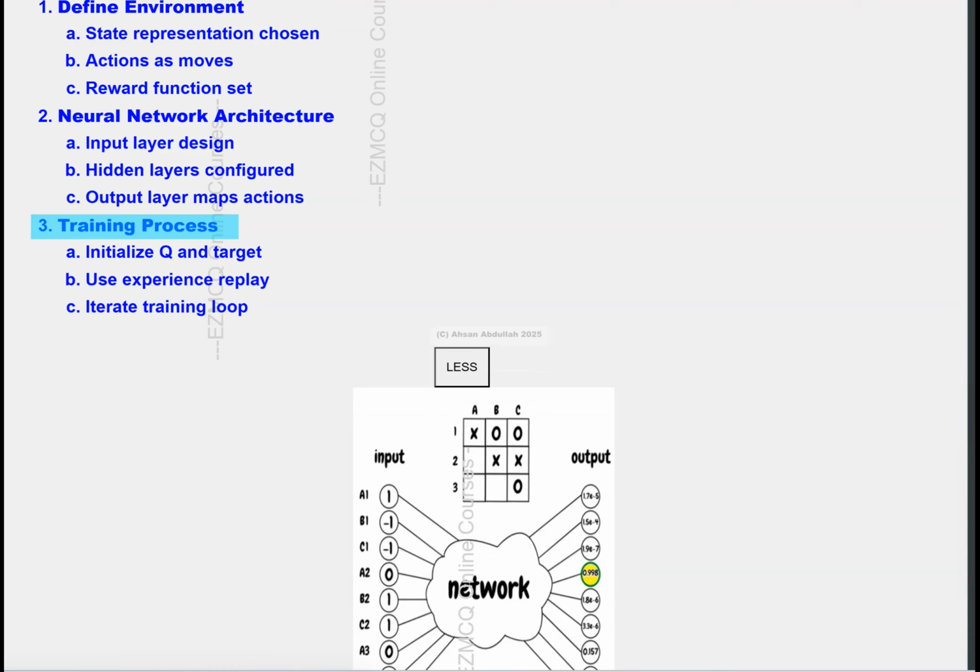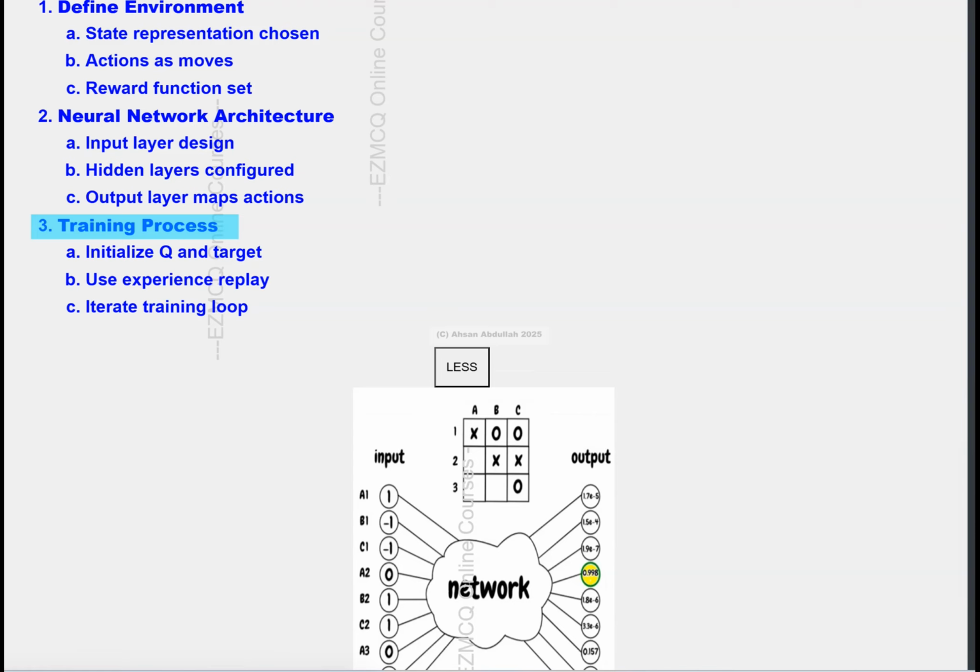Then there is the experience replay. What is experience replay? We store the transitions, which are state, action, reward, next state, into a replay buffer. And then we sample random mini batches from this buffer, which we've already covered, and we try to break the correlation between consecutive experiences.